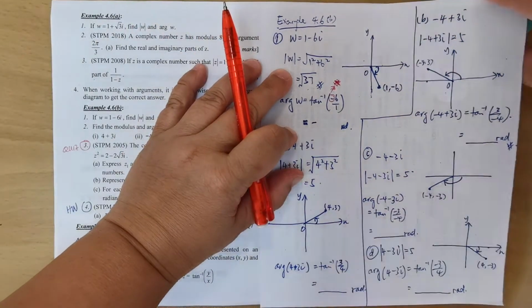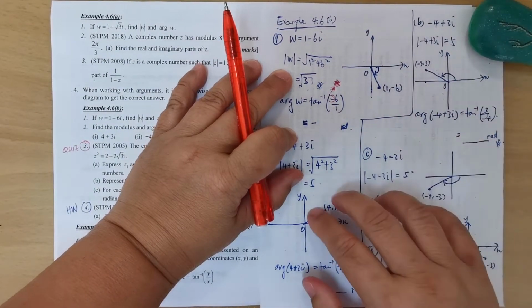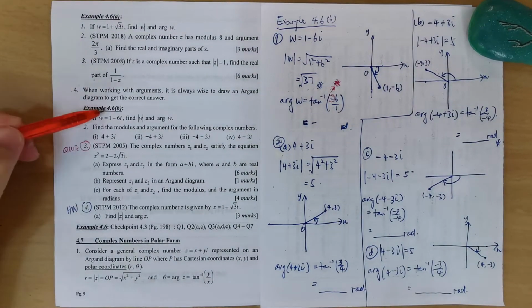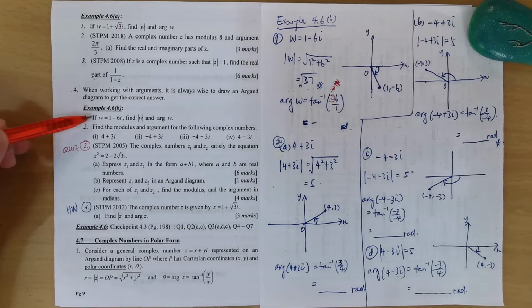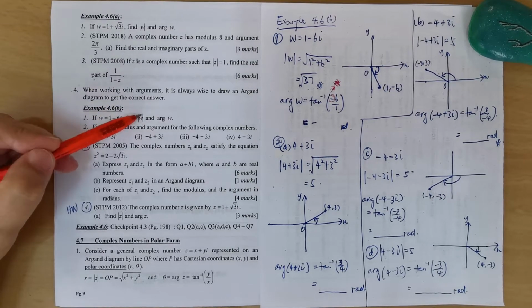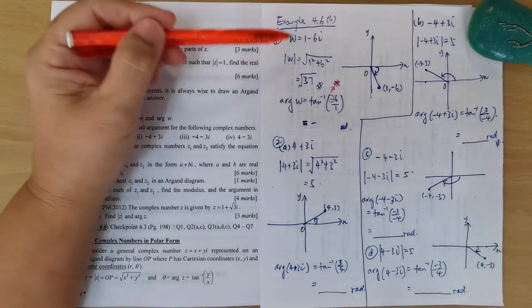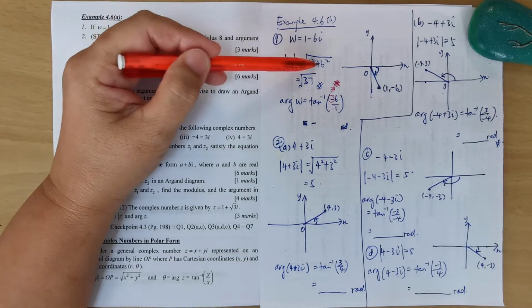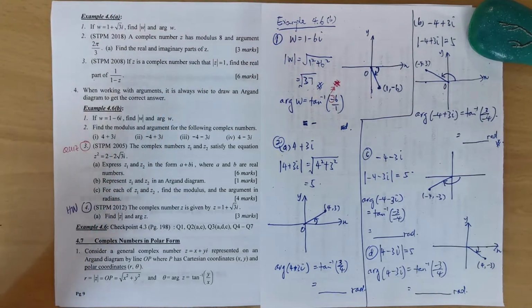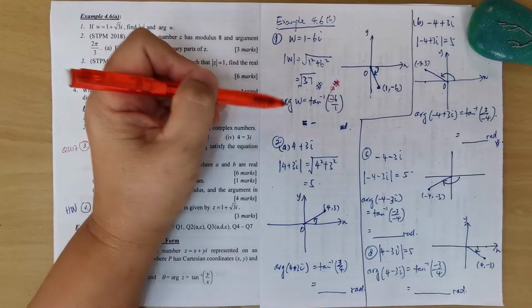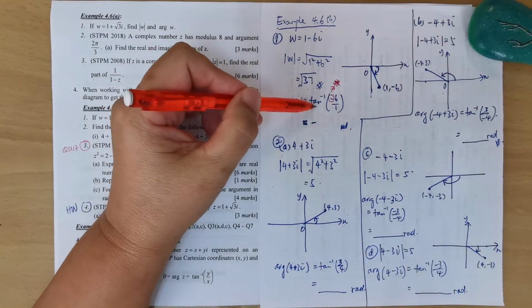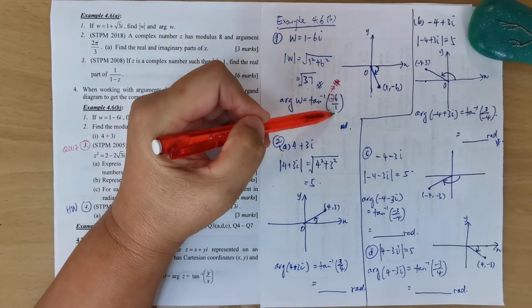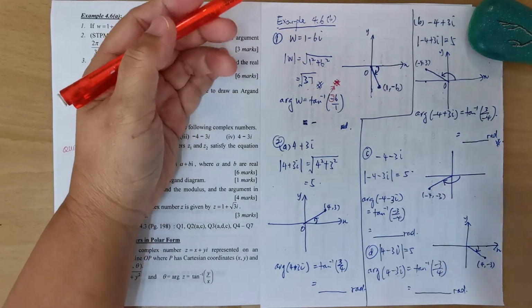Still can see it. So questions, example 4.6b, question 1. You are given W is 1 minus 6i. Find the modulus and the argument. So no problem for modulus: just 1 squared plus 6 squared, so it's the square root of 37. Now argument. The argument of W equals arctangent of y over x. So y is negative 6, x is 1.